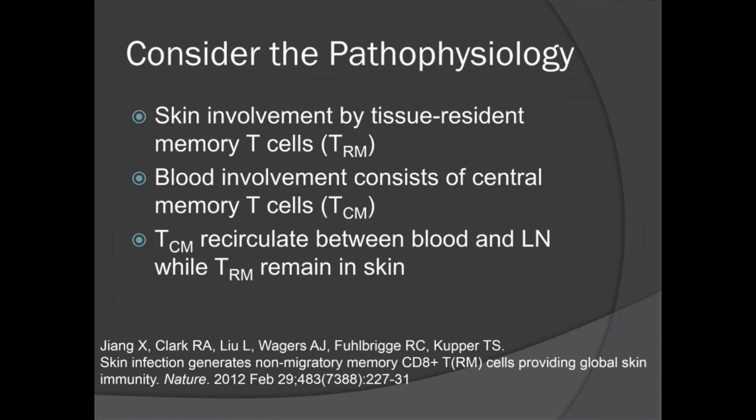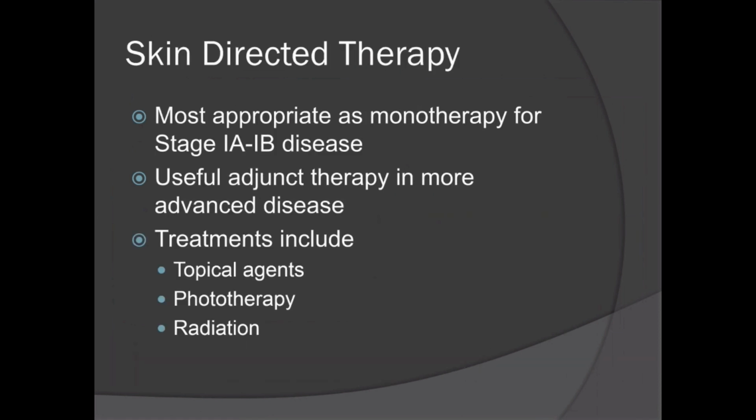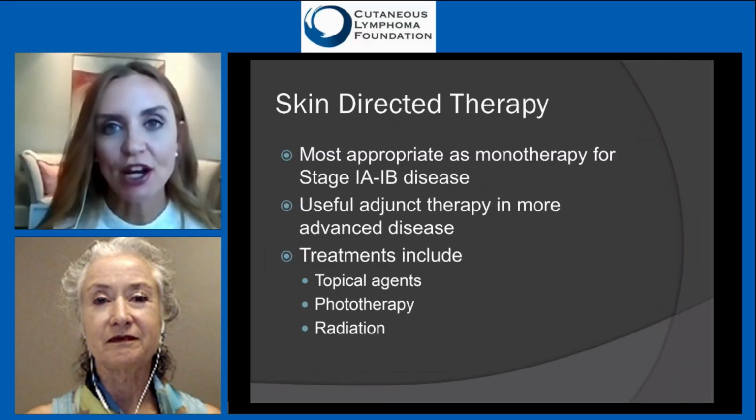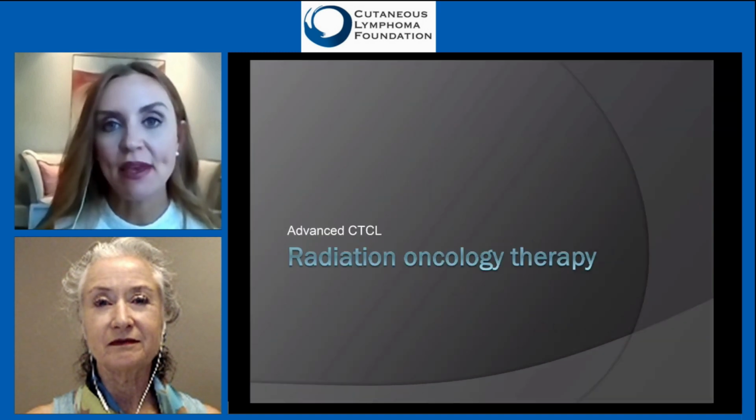So this, again, is just laying the groundwork to help you get a general understanding of why we choose certain drugs. We want to think about where a patient has disease and then choose drugs or therapies that we know have activity in the appropriate compartment or compartments. So skin-directed therapy, as I indicated, is most appropriate as monotherapy for early stage disease, but you can use it as a component of combination therapy, in conjunction with some systemic therapies to adequately address all compartments that might be involved.